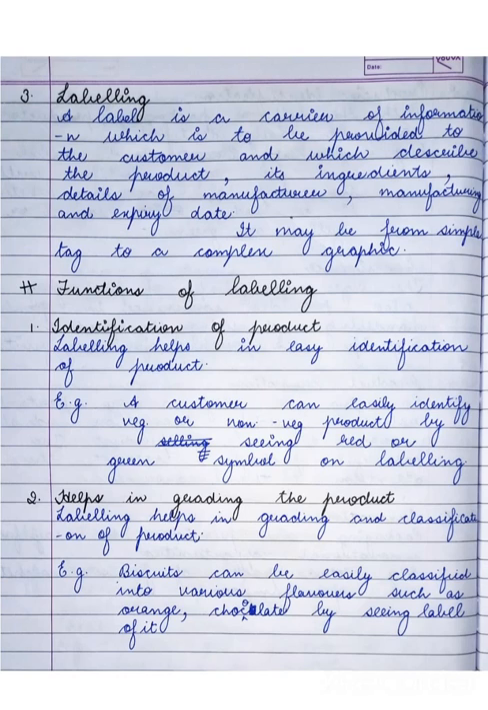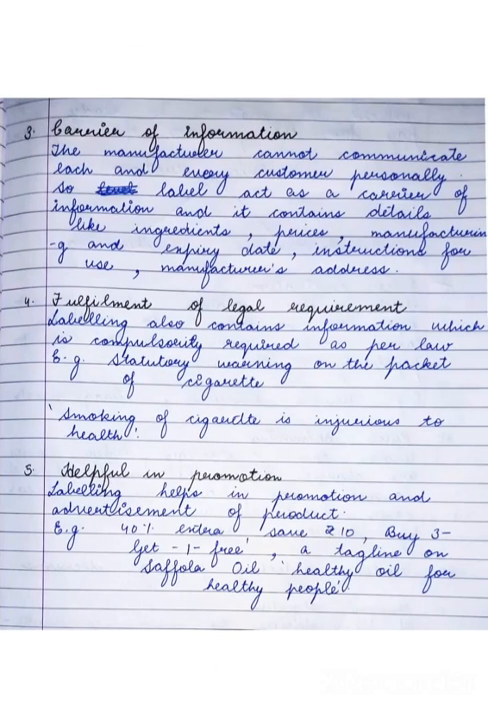It also helps in grading the product. With proper grading and proper labeling, we can easily grade the product. If you are purchasing basmati rice or India Gate basmati rice, whether it is mini rice, basmati rice or biryani rice, you can easily grade that particular product with the help of labeling. It carries a number of pieces of information regarding the product, ranging from expiry date, instructions and manufacturer's address, to the price of the product. All these things are mentioned on the label. That is why it is considered a carrier of information.